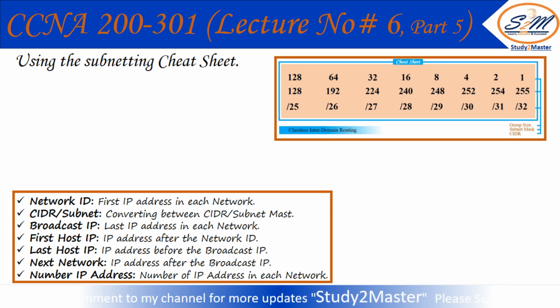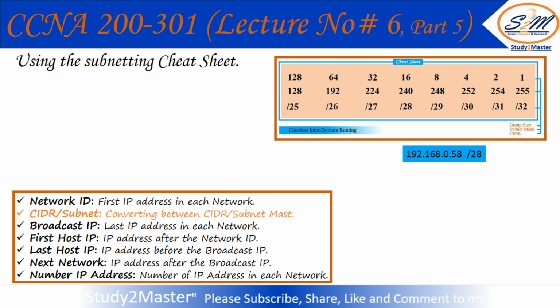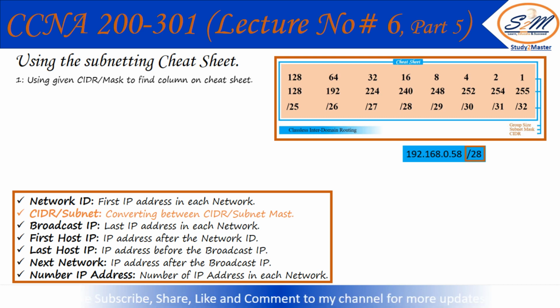Now answer these questions. First, you have to have a cheat sheet, and second, you have to know about the 7 attributes of subnetting. So this IP address is 192.168.0.58/28. Now how do we recognize and check the cheat sheet, how do we find which row of the cheat sheet we are in, using the given CIDR mask to find the column on the cheat sheet.